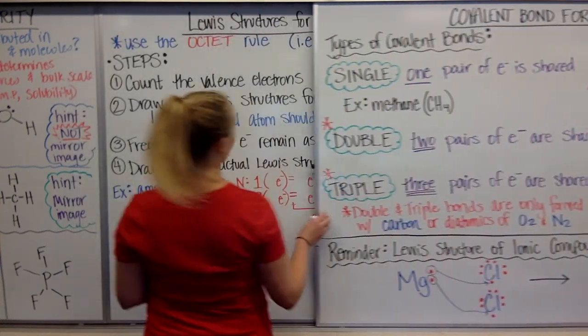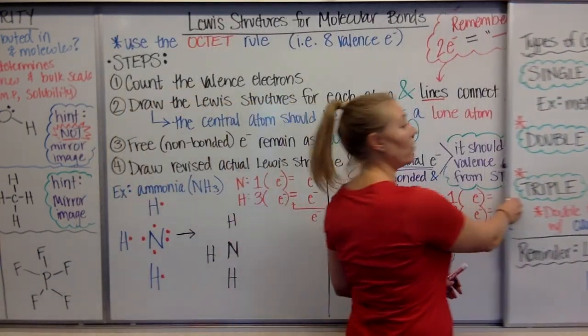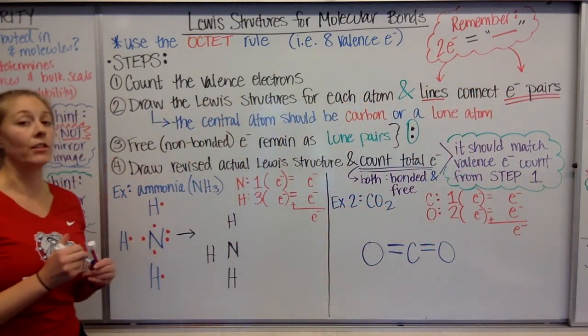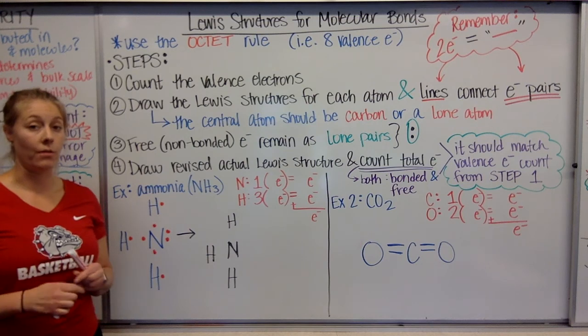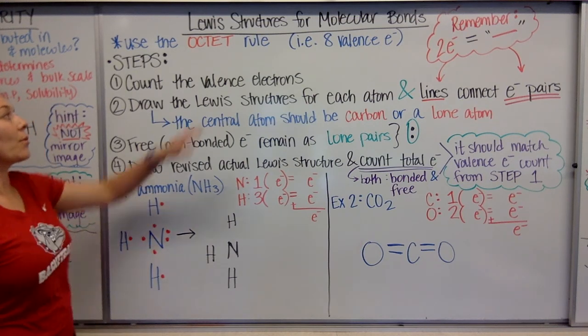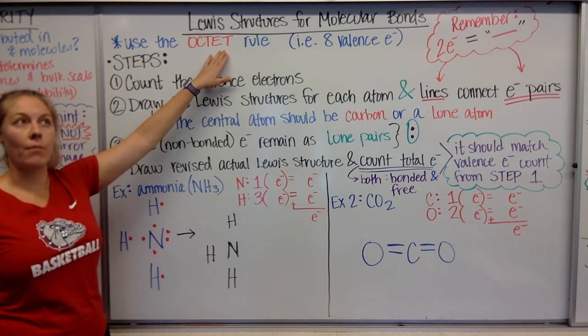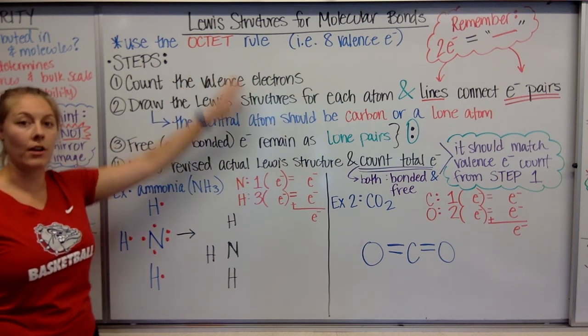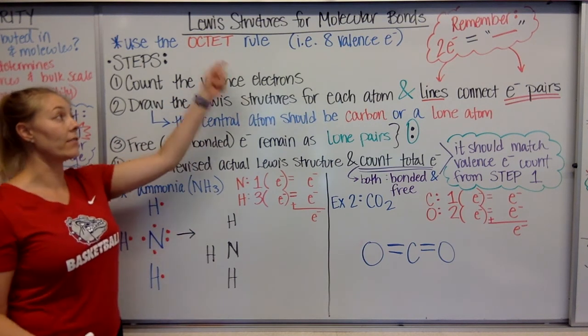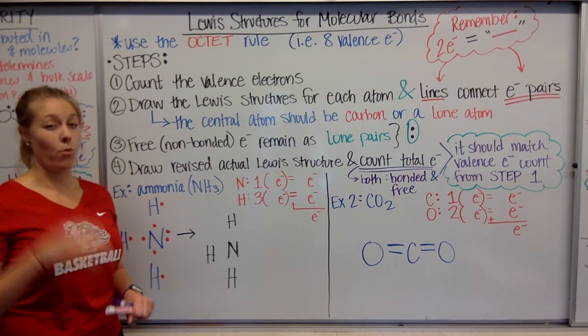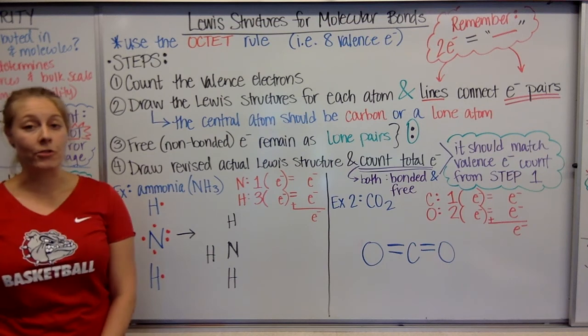Let's take a look at drawing the Lewis structures now; that was ionic bond formation. Here are the Lewis structures for molecules, okay, so for covalent bonds. Now, we're still going to use the octet rule. That hasn't gone away. Atoms are still trying to have the electron configuration of a noble gas with 8 valence electrons, so we are still going to be using that octet rule. It's very important.